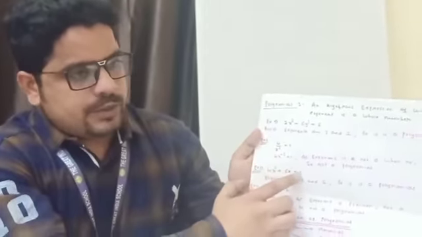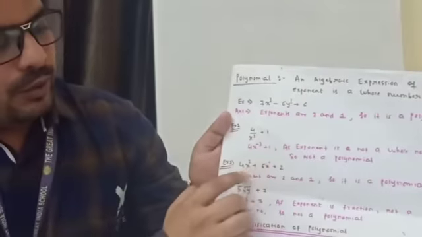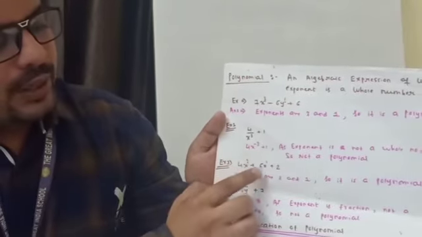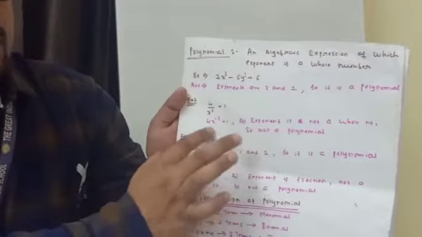Let us take an example: 4x square plus 6x plus 2. What is the power of the x variable? 2. What is the power of the x variable here? 1. The first term has the exponent 2. The second term has the exponent 1. 1 and 2 both are positive. It means that it is a polynomial.